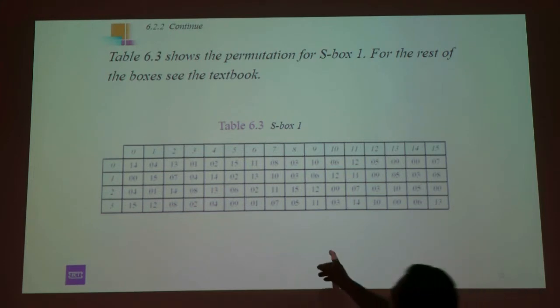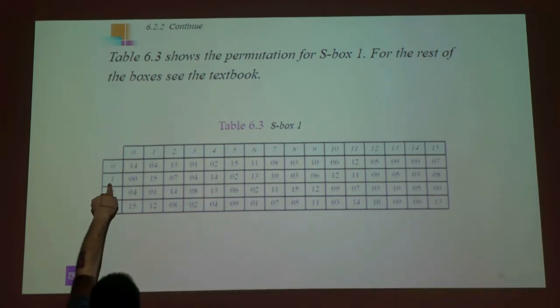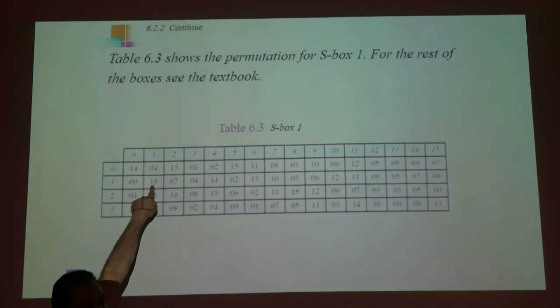So for example, let's say the 6 bits are like this: 0, 1, 1, 1, 0, 1. So for the row, what do I have to use? 0, 1. And for the column, let's make it simple, say 0, 0, 0, 1, right? So row 01, column 0001, which is 1 in here. And what will the value be? 15.